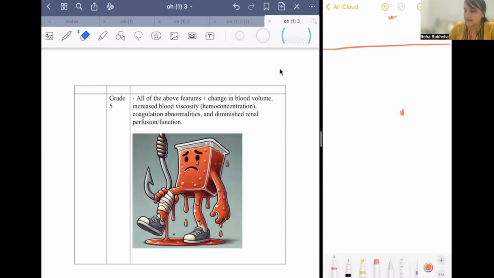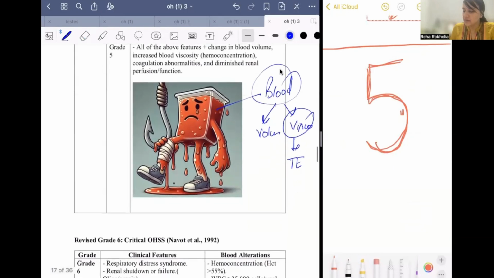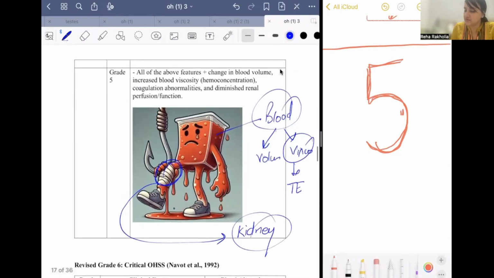How will we remember grade 5? See, 5 looks like a hook. So we'll see this hook is holding some vessels which has blood. Okay, so we'll see blood, volume and viscosity. Now viscosity may rise, that causes thromboembolic event. Okay, now can you see the knee has injured. Knee means kidney. Knee has injured means kidney perfusion. There will be diminished kidney perfusion and function. So grade 5 severe also we have done.